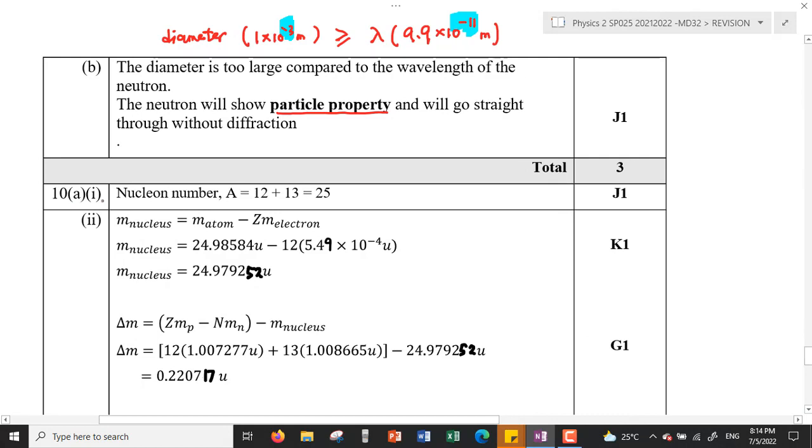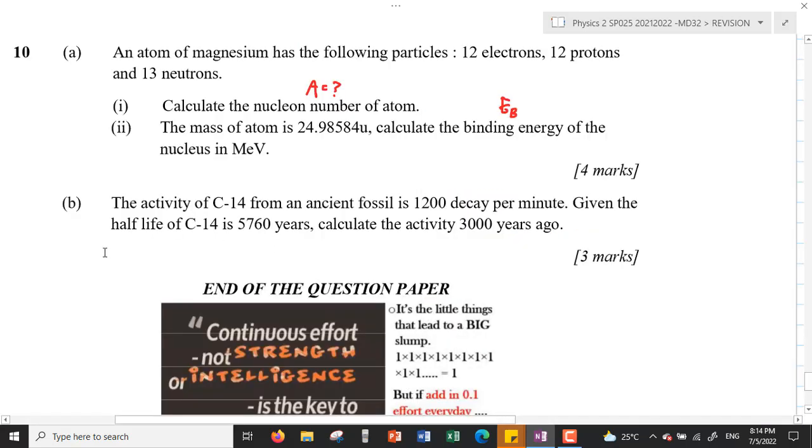So 10A, nucleon number A is Z plus N. So we have 12 plus 13, so we have 25. So we have solved question A number 1. Then we have question A number 2. For question A number 2, we are given the mass of atoms. So be careful. The question gives us the mass of the atoms for magnesium, which is 24.98584 U. We want to find the binding energy in mega electron volts.